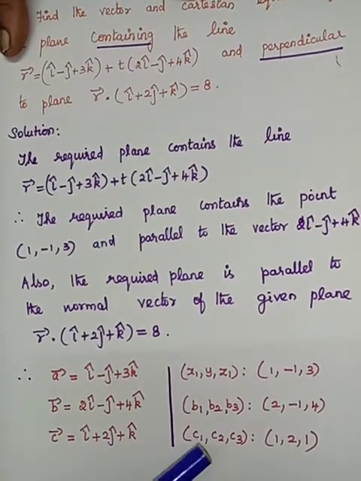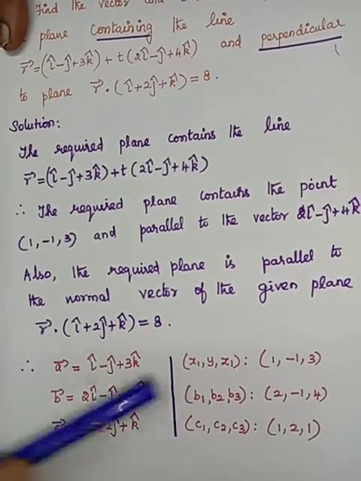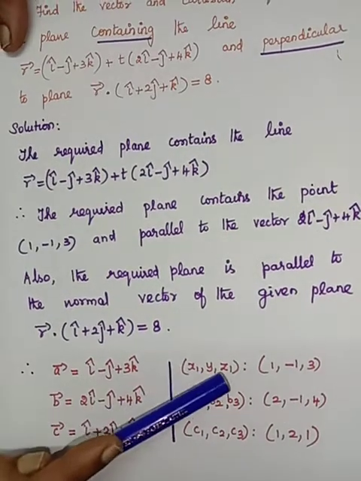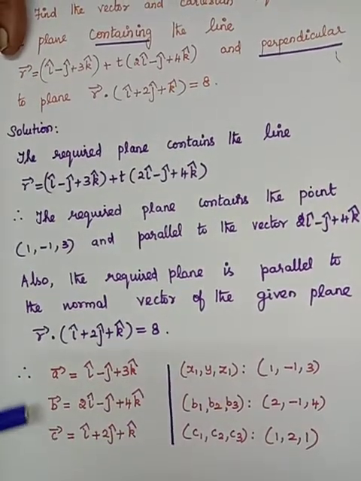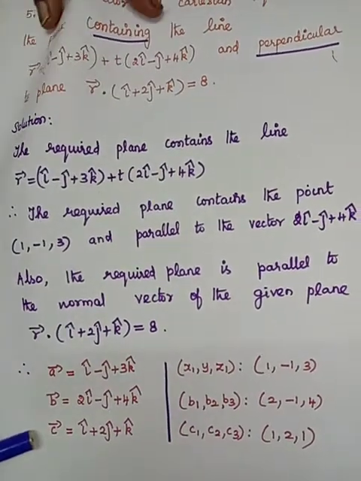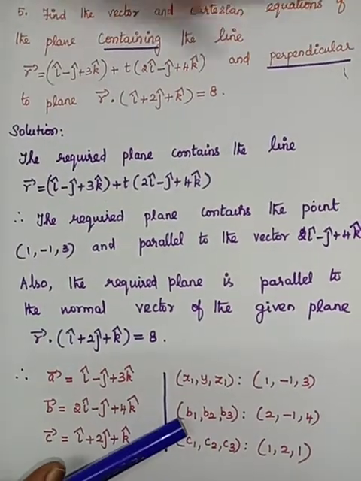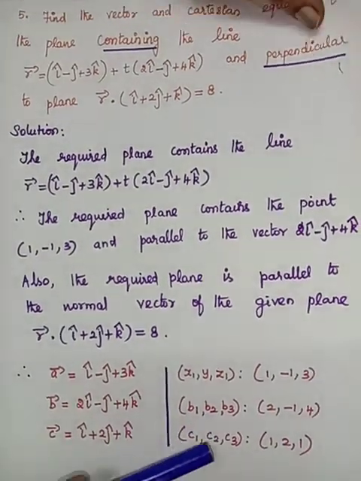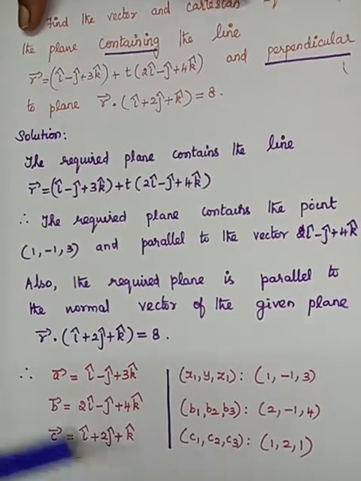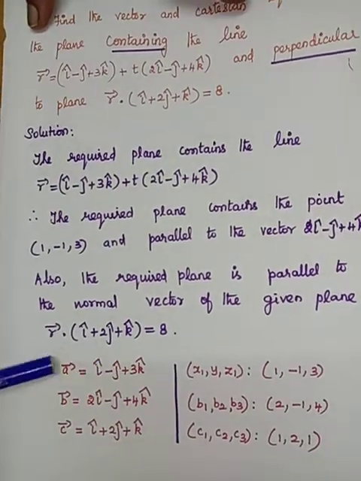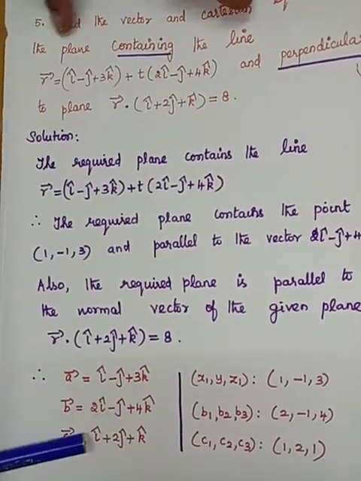Okay, so in the Cartesian form, this is the passing point, so you have to write x1, y1, z1. These two are what vectors? Parallel vectors to the required plane. So you have to mention b1, b2, b3, c1, c2, c3. Again, in this problem, we are having one passing point and two parallel vectors.